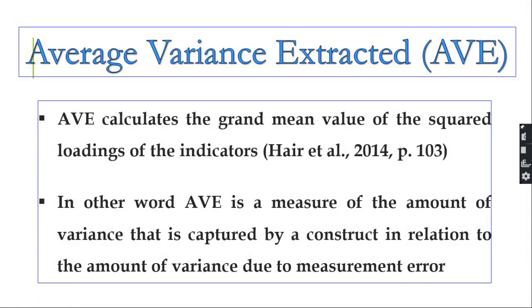First of all, we conceptualize the term AVE. Basically, AVE calculates the grand mean value of the squared loadings of the indicators. In other words, AVE is a measure of the amount of variance captured by a construct in relation to the amount of variance due to measurement error. In simple terms, AVE is the average percentage of variation explained, or variance extracted, among the items of a construct.